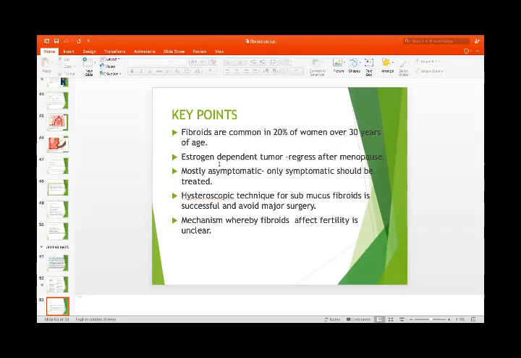So this is all about myoma, uterine myoma. I hope you can define and describe the fibroid, you can diagnose it with the help of history, examination and investigations, and you can manage the patient with the help of different management options.